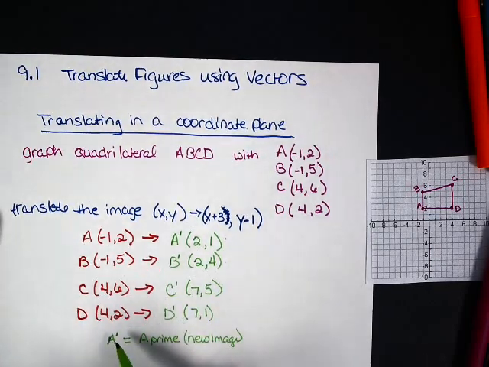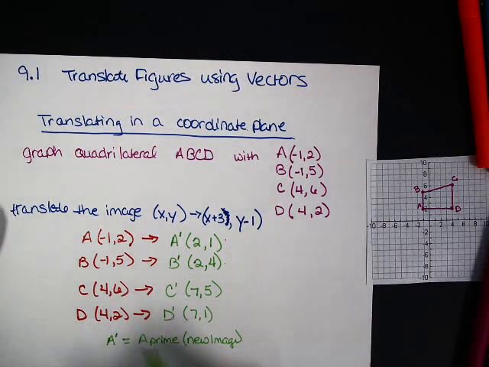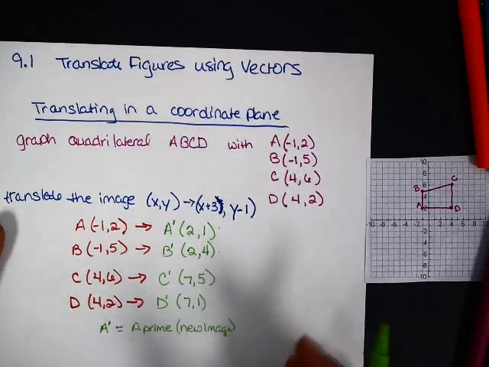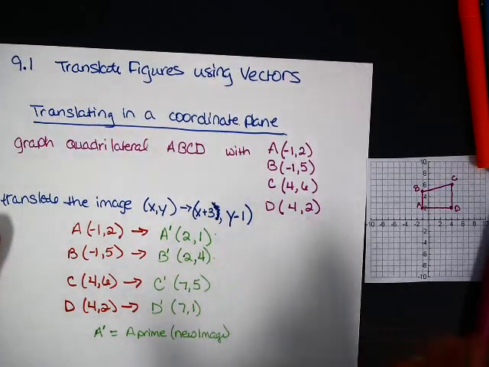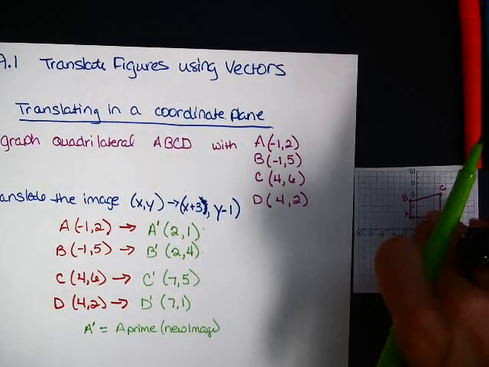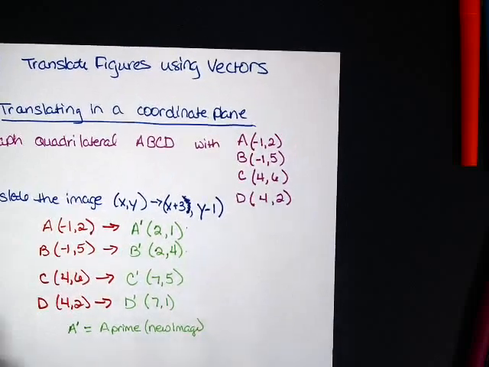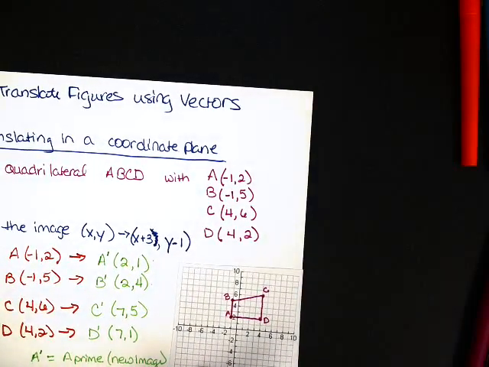Okay? If there's two little markings, that's a double prime or triple prime, because you can reflect an image and reflect the reflected image and reflect the reflected image if you wanted to. So you just keep going on, adding a little mark for each time you've had a translation. Okay, or a transformation, I should say.